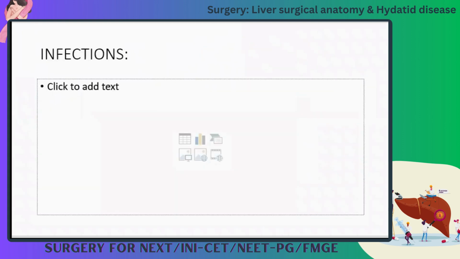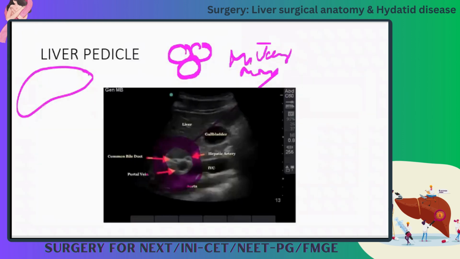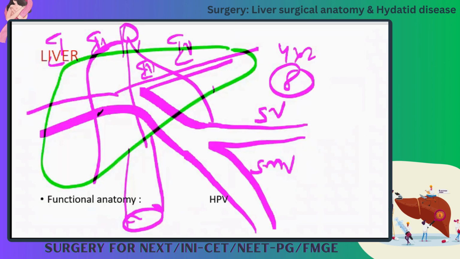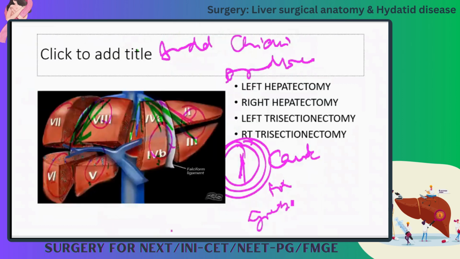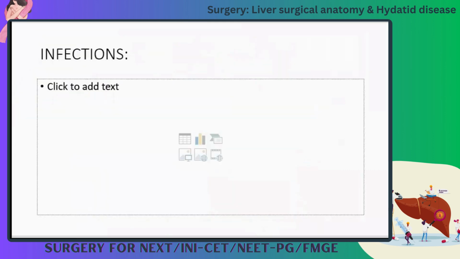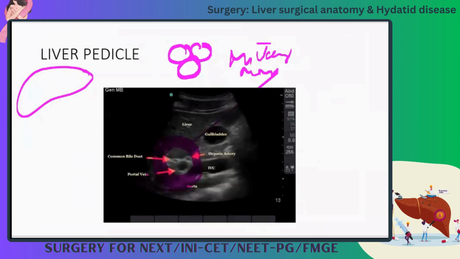So coming to infections of the liver, is anatomy clear? Yes, sir. Sir, what is the triad? Can you please explain? Yeah, this liver pedicle is there. So we have structures going into the liver. Three structures will go into the liver: the hepatic artery, the portal vein, and the common bile duct. Actually, the common bile duct comes from the liver, but the three structures are together in the pedicle. So when you see an ultrasound, you can see this configuration, which they call the Mickey Mouse configuration.